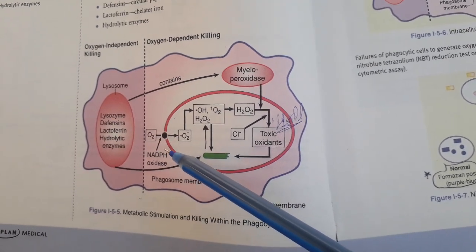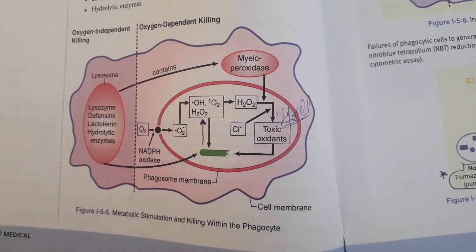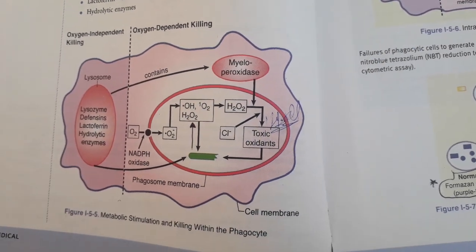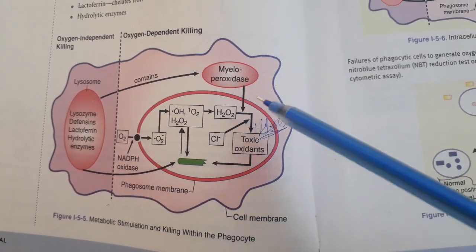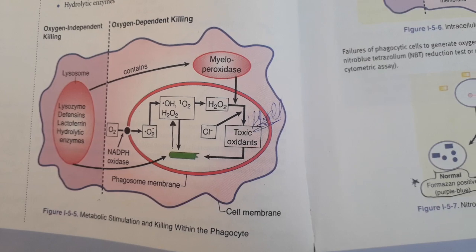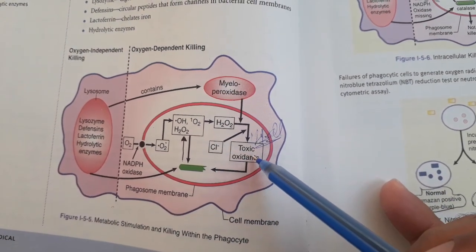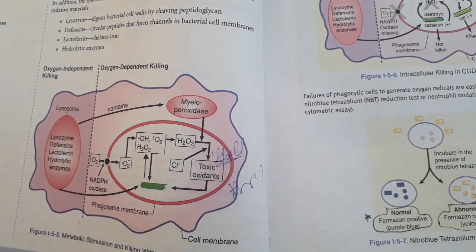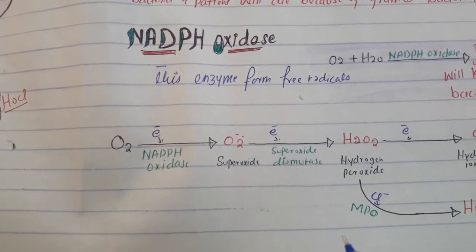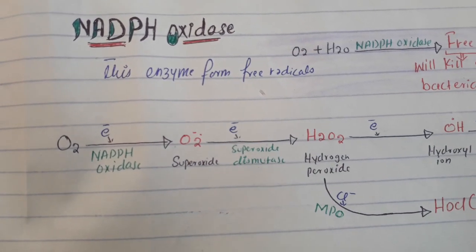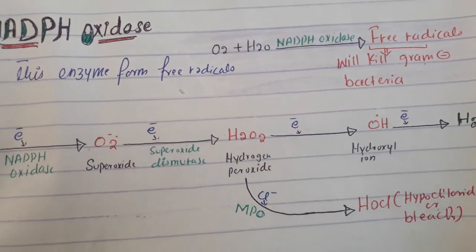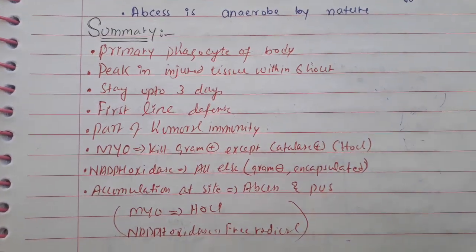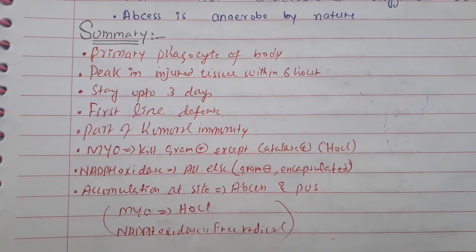Okay, you see here, this oxygen is going to form superoxide with the help of NADPH oxidase. Then this superoxide is going to form hydrogen peroxide, hydroxyl ion, etc. All these are free radicals, okay? Now this hydrogen peroxide, with the help of MPO, myeloperoxidase enzyme, will convert H2O2 into HOCl. This is hypochlorite, okay, which can also be called bleach. As you see here, superoxide is a free radical, hydrogen peroxide is a free radical, and hydroxyl ion is a free radical.